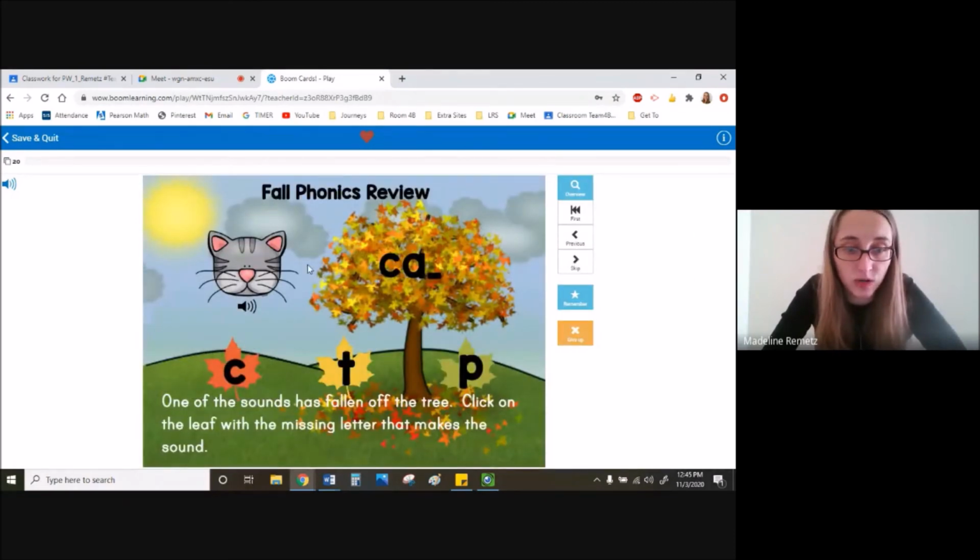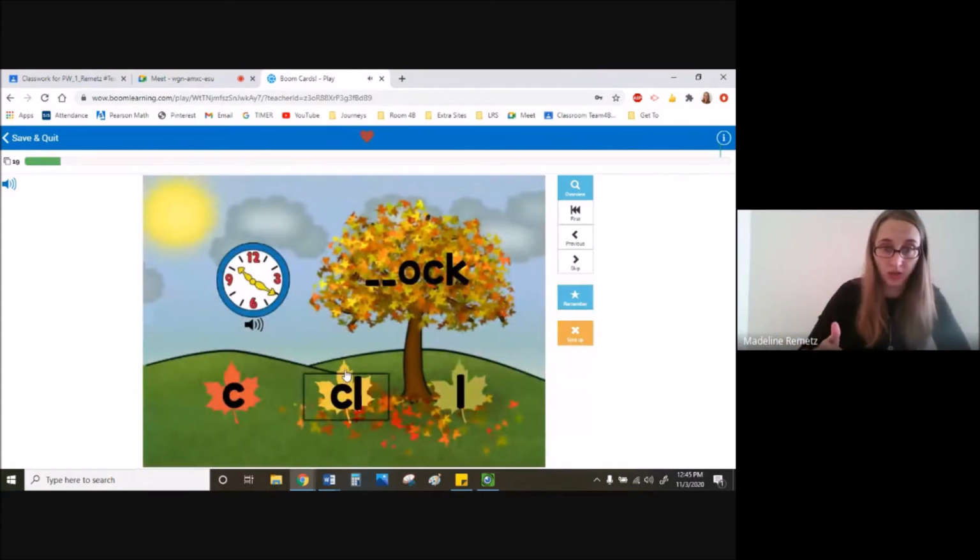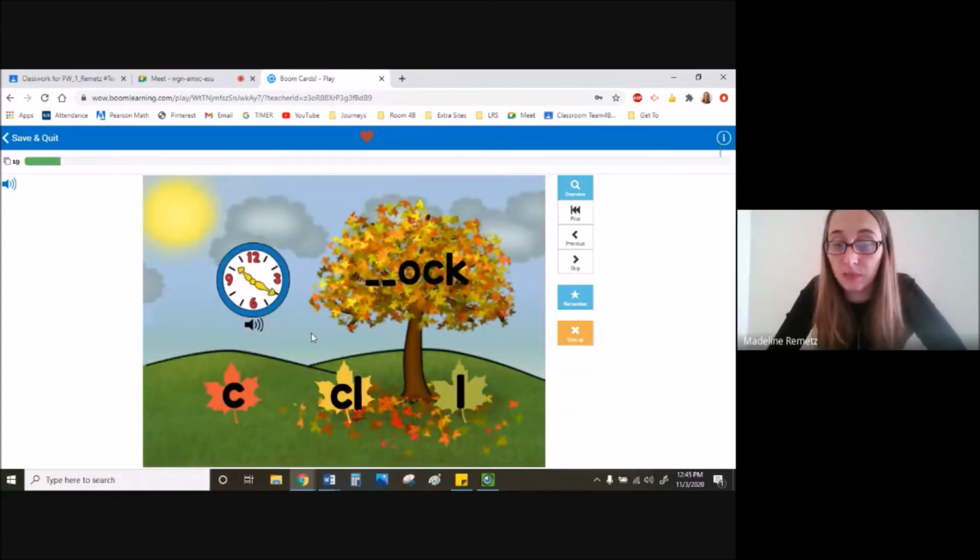And now it says one of the sounds has fallen off the tree. Click on the leaf with the missing letter that makes the sound. Ooh, so you want to make cat. K-at. We're missing the t sound, which I know is T. So when I click on it, it'll tell me if I got it right or wrong. And then I'm going to keep going.